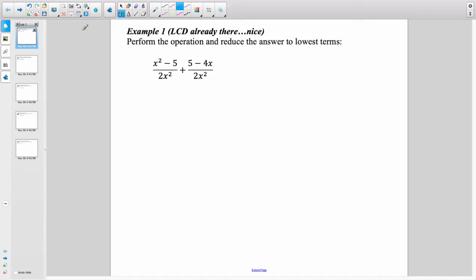We're going to do some adding and subtracting of fractions, or what they call rational expressions. So the biggest deal about adding and subtracting fractions is this. You have to have a common denominator. So these have to be the same.